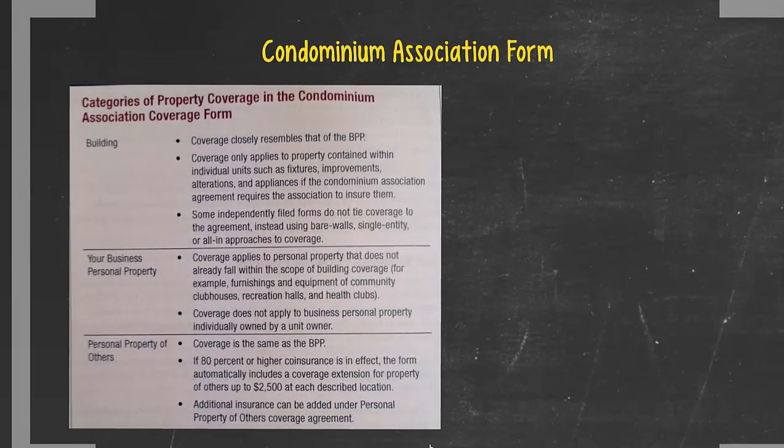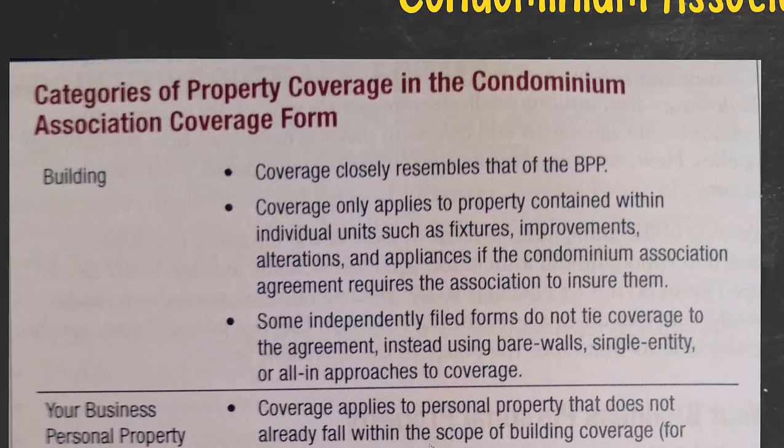So let's look at the condo association form. Let's start with a look at the building coverage. This coverage closely resembles that of the BPP. The coverage only applies to property contained within the individual units, such as fixtures, improvements, alterations, and appliances, if the condo association agreement requires the association to insure them.